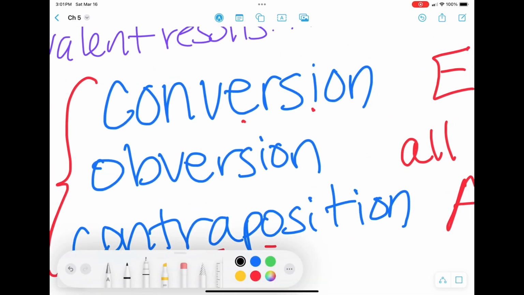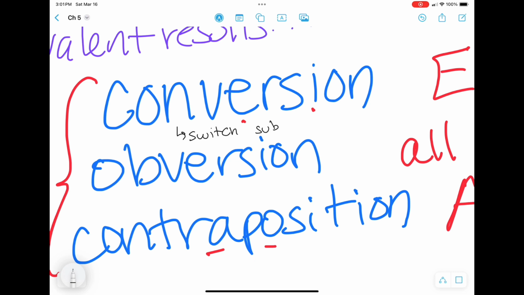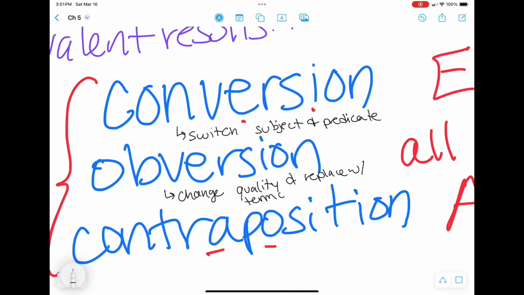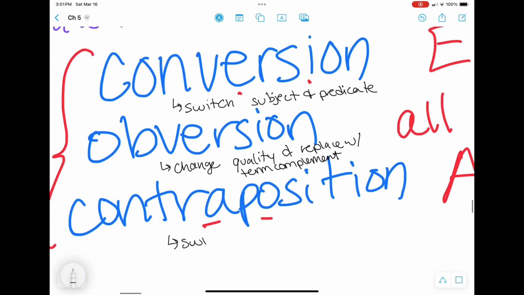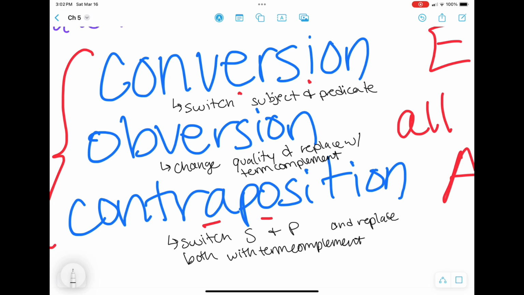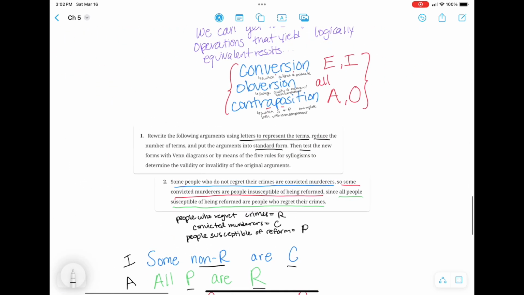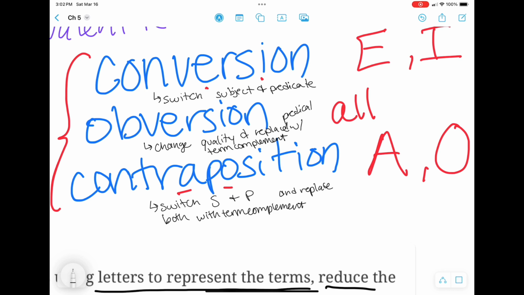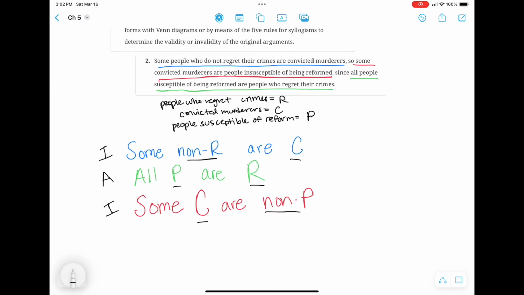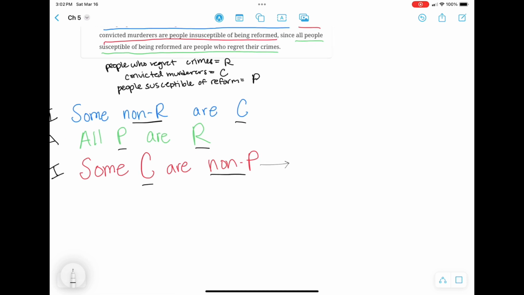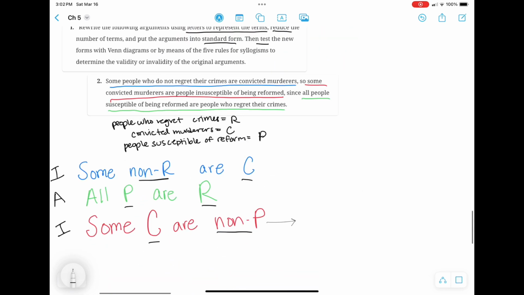So let's remind ourselves what each of these operations does so that we can think through how to get our argument to three terms. Conversion switches the subject and the predicate. Obversion changes the quality and replaces the predicate with its term complement. And contraposition switches the subject and the predicate and replaces both with their term complement. And remember that in our argument, we are going to need to either change non-R to R somehow, and also change non-P to P somehow, or vice versa. We could also change P to non-P. But let's see if we can get this argument to one that only has P, R, and C.